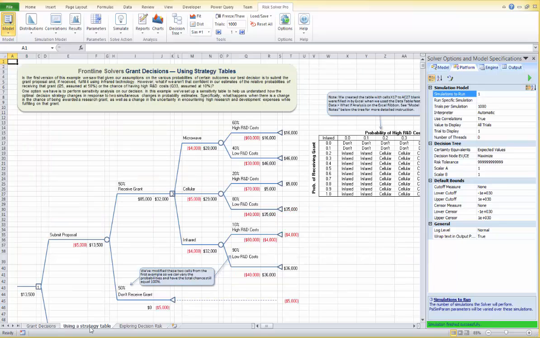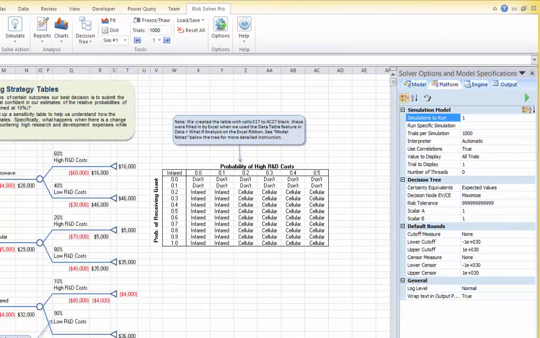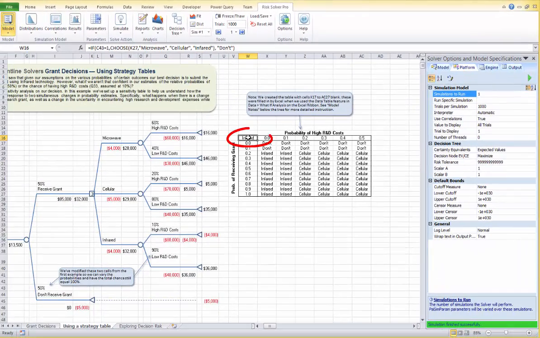Here, we are using an Excel data table to analyze how the optimal strategy changes in response to two simultaneous changes in probability estimates. Here is our two-way data table. What we are doing here is essentially sensitivity analysis on the decision tree and on the decision choices we would make. And so we have created a strategy table by using the standard Excel data table. Here in cell W16, we have added a formula which is essentially saying if our decision to submit a proposal is yes, then we should choose the best choice shown in cell K27 and capture that value.